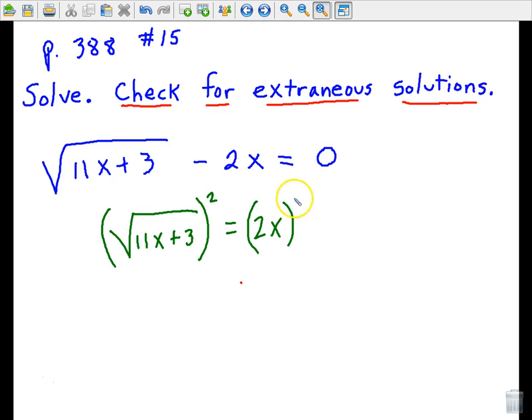And here's another little thing I see occasionally. When you square the monomial 2x, you should get 4x squared. Be careful there. And on the left side, you get 11x plus 3. Now, this is kind of exciting. We haven't seen these in a while. We haven't seen these since chapter 5. I see x squared. We're about to have to solve a quadratic equation.